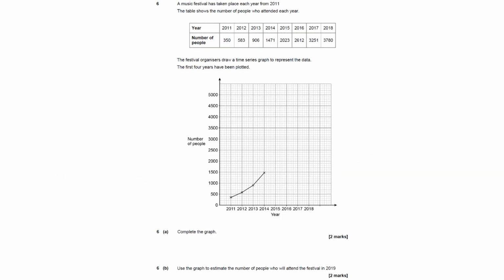Now let's look at this question. A music festival takes place each year from 2011. The table shows the number of people who attend each year. The first 4 are done for you. Plot the time series diagram. Okay, so we can use the time series diagram to show the following. Where is 2015? In 2015, the number of people was 2,023. So around 2,000. So something like that.